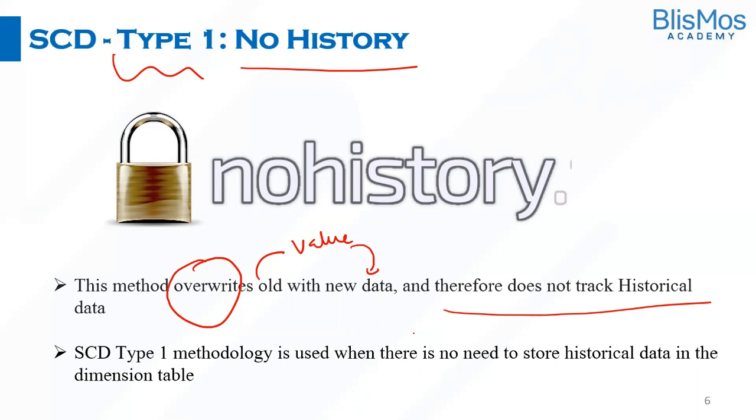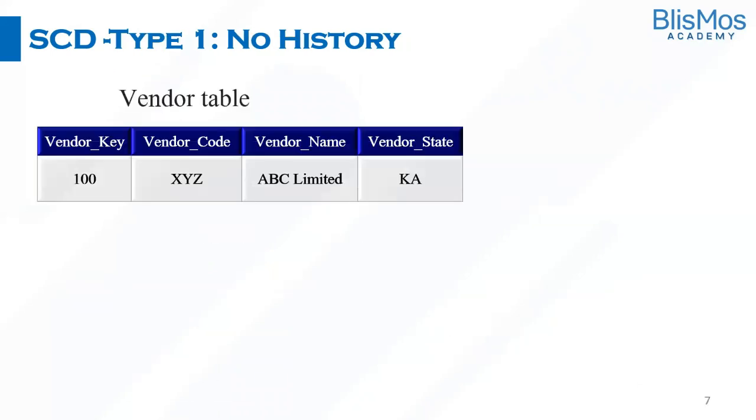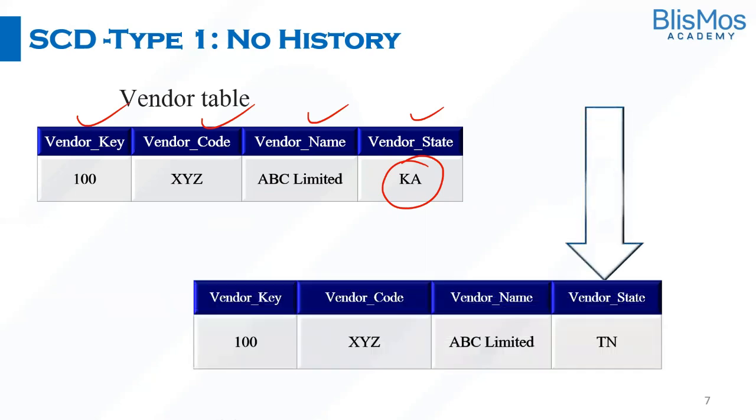Obviously, SCD type 1 is implemented only whenever there is no need to store the historical data. Let us take a couple of examples here. Assume you have a vendor table which has vendor key, vendor code, vendor name, and vendor state. Vendor state happens to be Karnataka. For some reason, the vendor has to shift to another state, a neighboring state, that is Tamil Nadu. In that case, we have to take care of this change. How are we taking care of this change? By replacing Karnataka with Tamil Nadu, TN. So how are we tackling the changes? By replacing the old value with the new value.